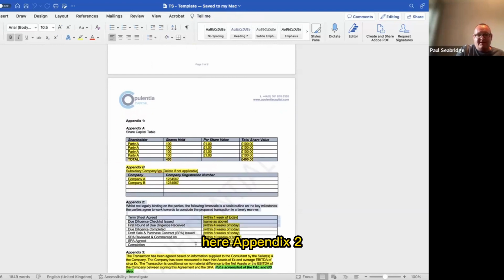We then have this here, Appendix 2, which is basically the sort of key milestones. So this really just acts as a roadmap to keep everybody focused. So usually we say once a term sheet's agreed, we usually complete due diligence within 4 to 8 weeks. We have the sale and purchase contract issued within 8 weeks. We have that all agreed within 10 to 12. And then we work to a completion within 3 to 4 months from today. They're not binding dates, but it keeps everybody focused on, look, this is what we're trying to hit each milestone by this date.